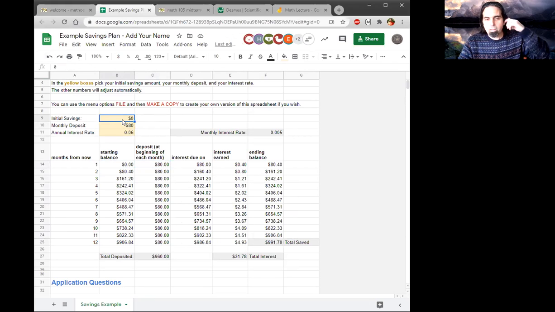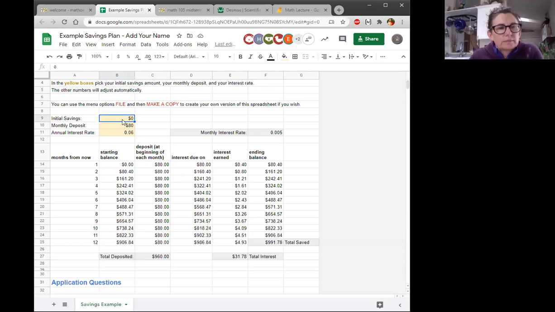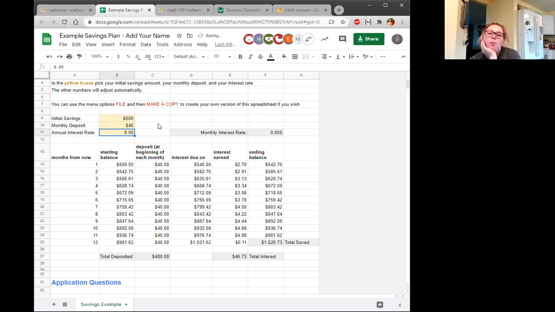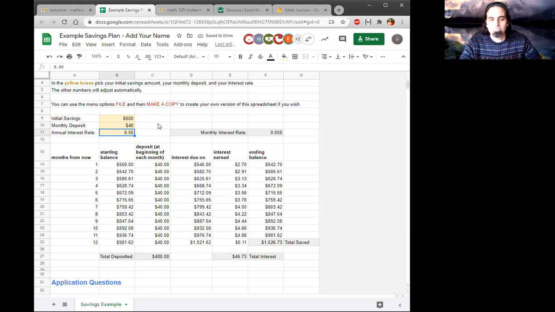So this is great. Let's just make up three numbers. What's our initial savings amount? $500. I'm going to pick like the younger person's number. What are they able to save each month? Maybe 80 is too much. Money is tight. 40. And what interest rate can this person get? 3%.